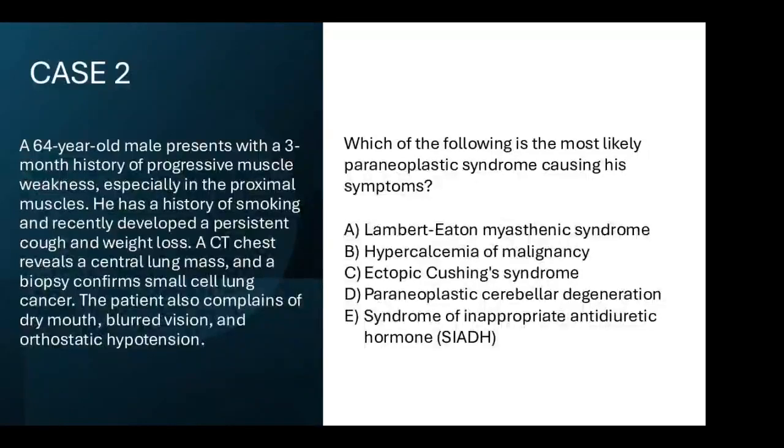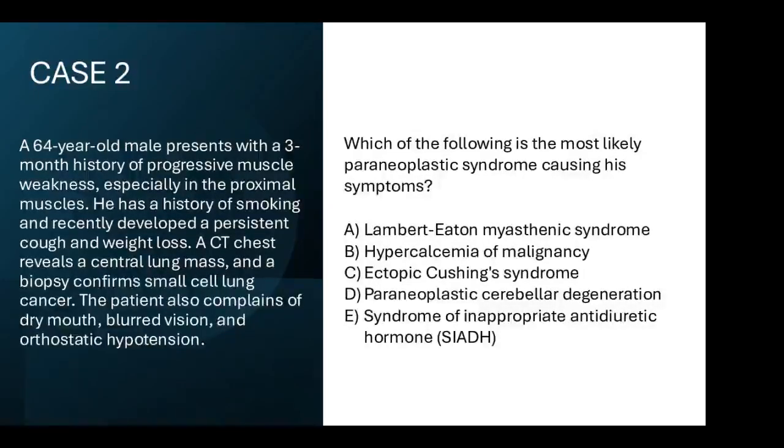Okay, so next we've got case number 2. We've got a 64-year-old male who presents with a 3-month history of progressive muscle weakness, especially in the proximal muscles. He has a history of smoking and recently developed persistent cough and weight loss. Chest X-ray and CT chest show a central lung mass, and a biopsy confirms small cell lung cancer.